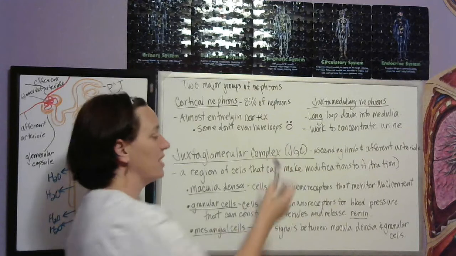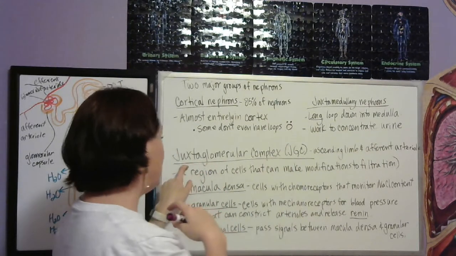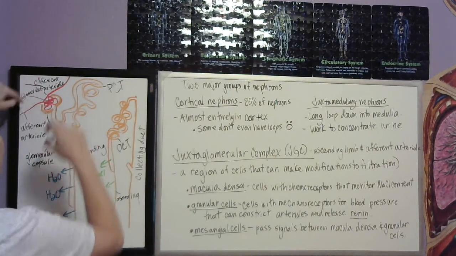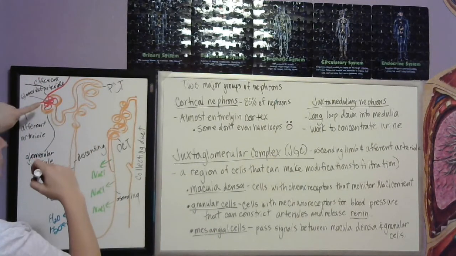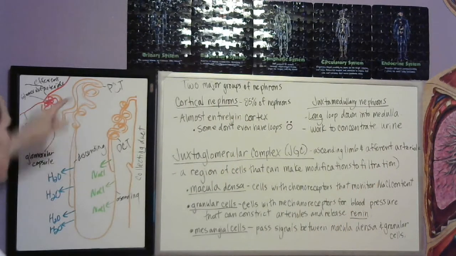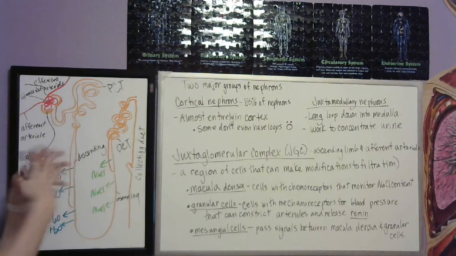So this is a complex because it's like a little chunk of cells, and it's next to the glomerulus. Okay, so right here is the glomerulus, and the afferent arteriole, which is right next to it, and the ascending limb. And I know you're like, wait a minute, the ascending limb is way over here, but you got to think of them all crammed in there together.